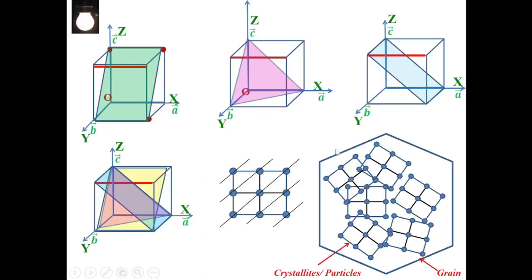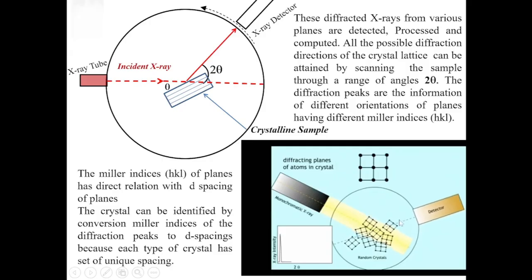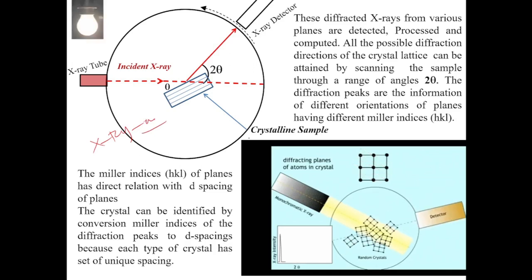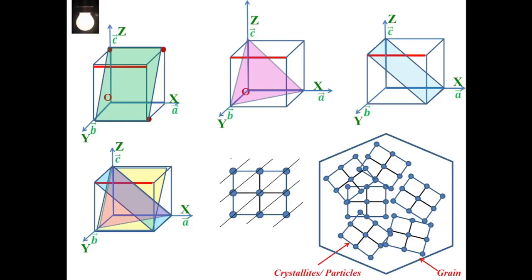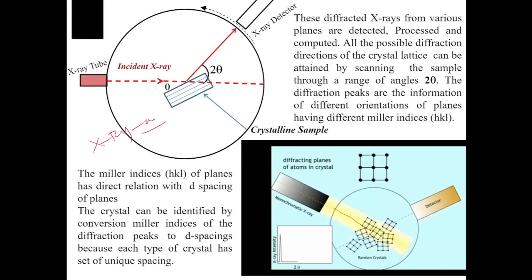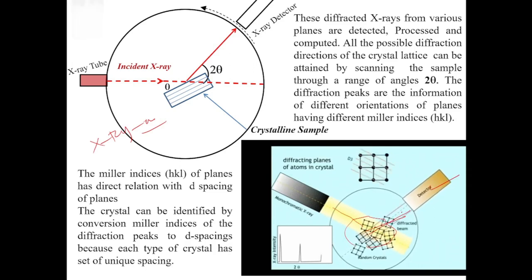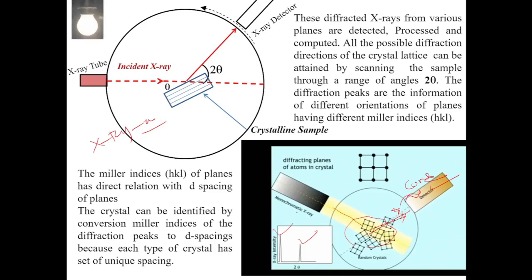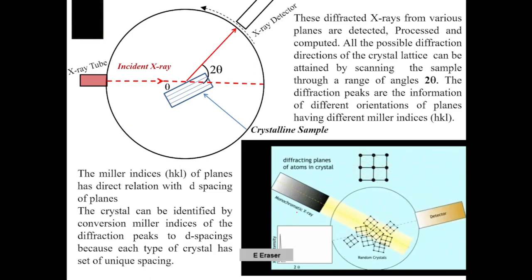So these are the atomic planes inside a crystal, and how the X-ray is diffracted through the planes I have discussed in detail in the video on X-ray diffraction. You can follow that video. Here I am not going into the detail. In a particular material or crystal, various planes are there. When X-ray is incident on that material, it will be reflected or diffracted, and a detector will detect it. If the diffracted rays interfere constructively, we are going to get this type of peak. In detail I have discussed in that video. I will give the link in the description.